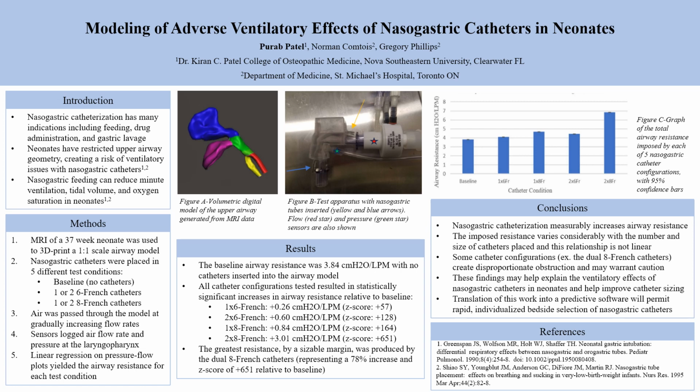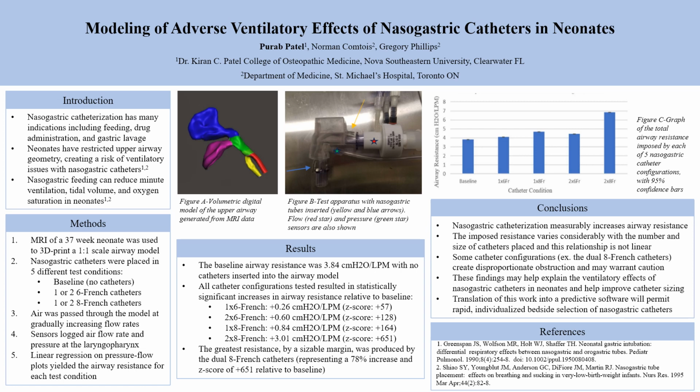Medical air was then passed through the model at progressively increasing flow rates, and the flow rate as well as the pressure at the laryngopharynx were measured. The pressure flow graph was then subjected to linear regression analysis to calculate the total airway resistance for each nasogastric catheter. The results indicated that all nasogastric catheters tested increased the airway resistance in a measurable way.